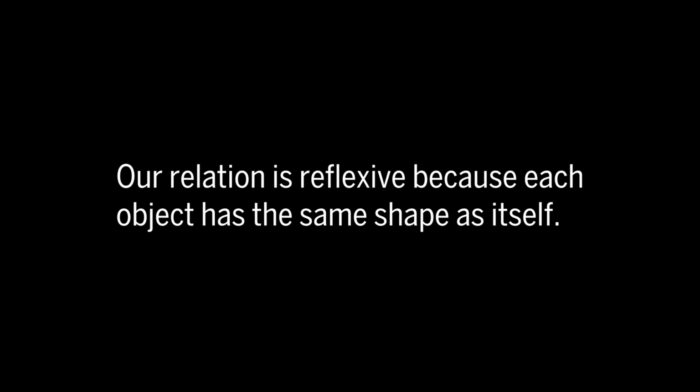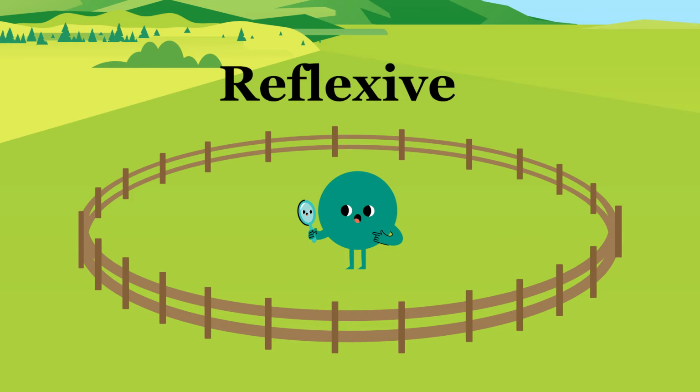We will now convince ourselves that this relation is an equivalence relation, and we will begin by verifying that it is reflexive. Our relation is reflexive because each object has the same shape as itself. So for example, a round green object is related to itself because it has the same shape as, well, itself.